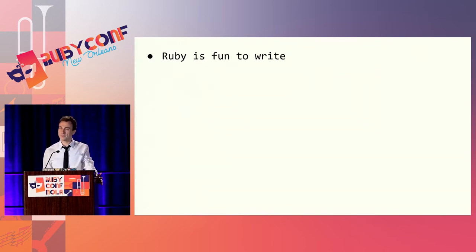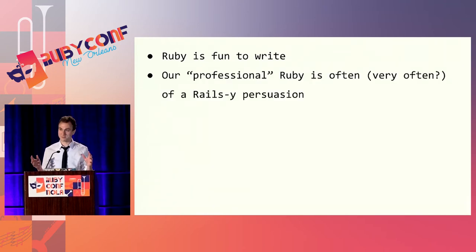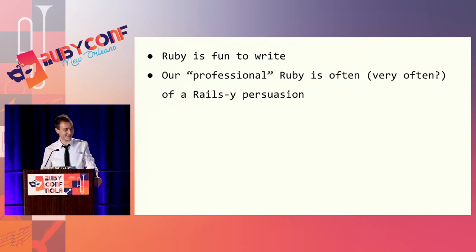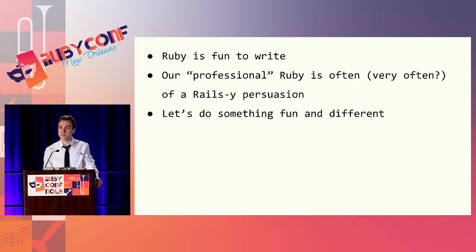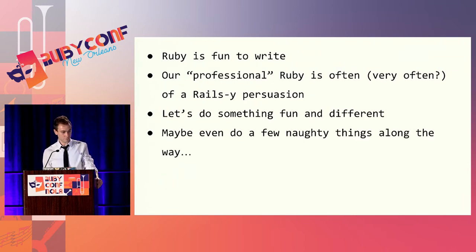Okay, so a couple more things about my motivation here. Ruby's fun to write. I like writing Ruby. Sometimes I end up not liking Ruby when I have to write a lot of professional Ruby. I know this sounds like I'm being flippant about my work or something like that, but I really just like hacking for the sake of hacking. You know, sometimes we don't get to do that. So let's do something totally different. And maybe, you know, you can do a few bad things along the way.